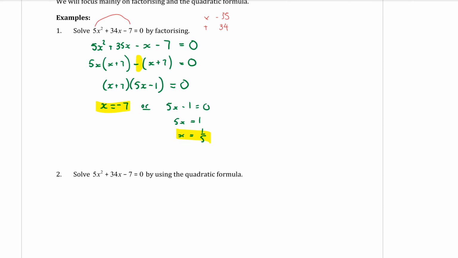Quadratics usually have 2 solutions, unless the only other condition is if they are the same solution. So it's x minus 1 in brackets squared, then it comes out as 1.